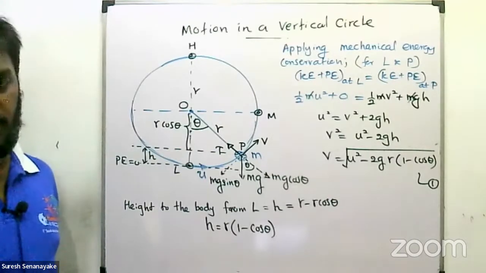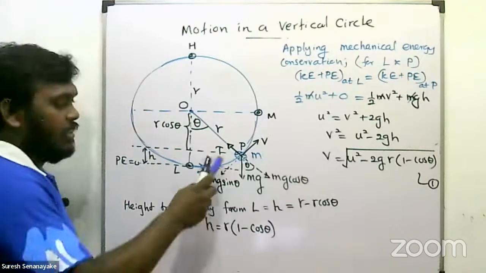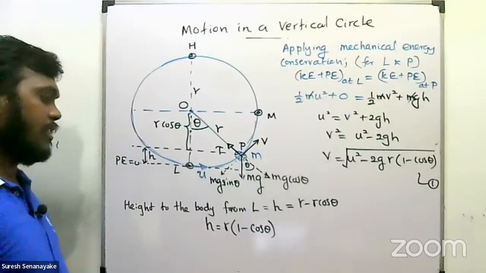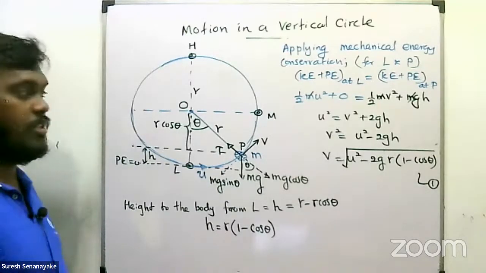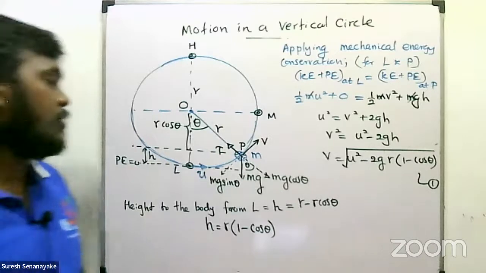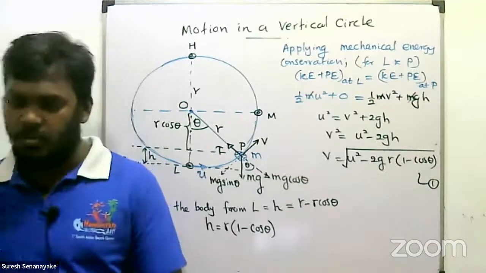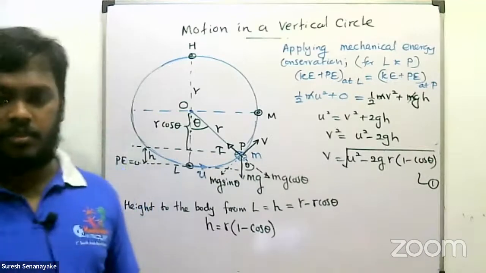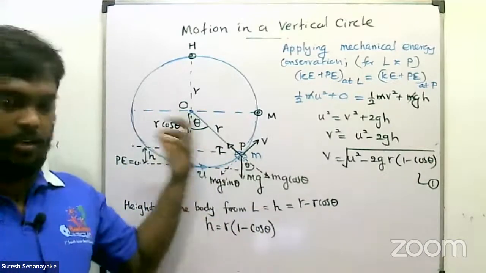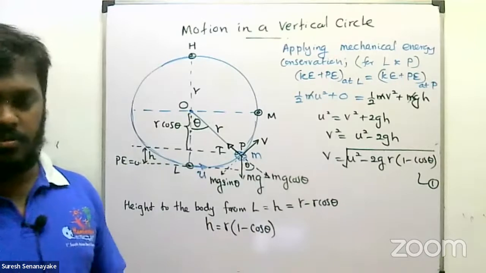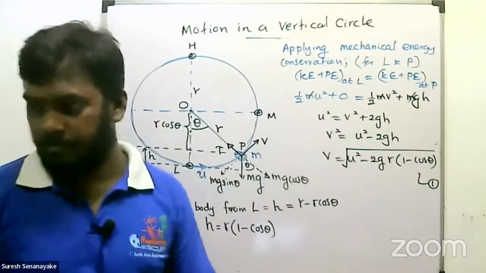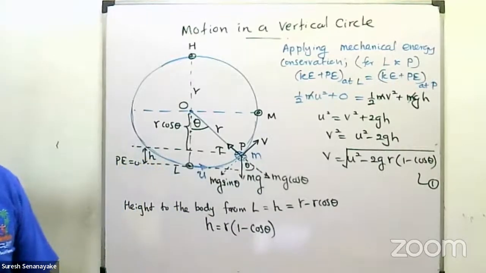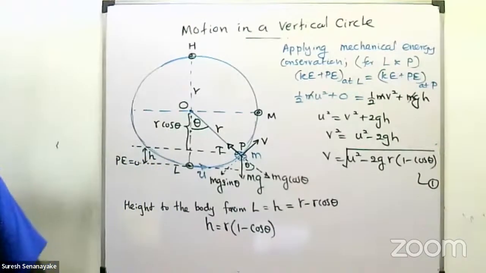Because the vertical circle is moving with this angle, the centripetal force is changing. That means the speed is also changing. So the vertical circular motion is not a uniform circular motion, right? It's a non-uniform circular motion. The velocity and other components are always changing.